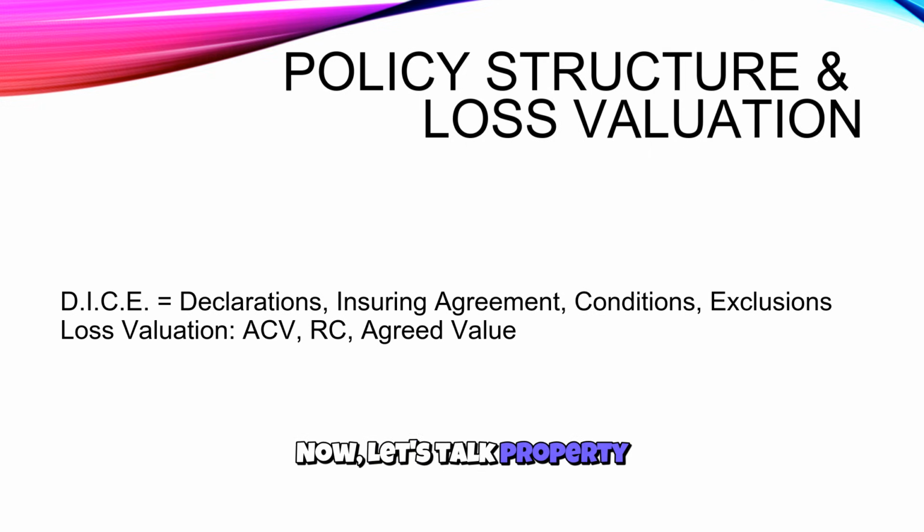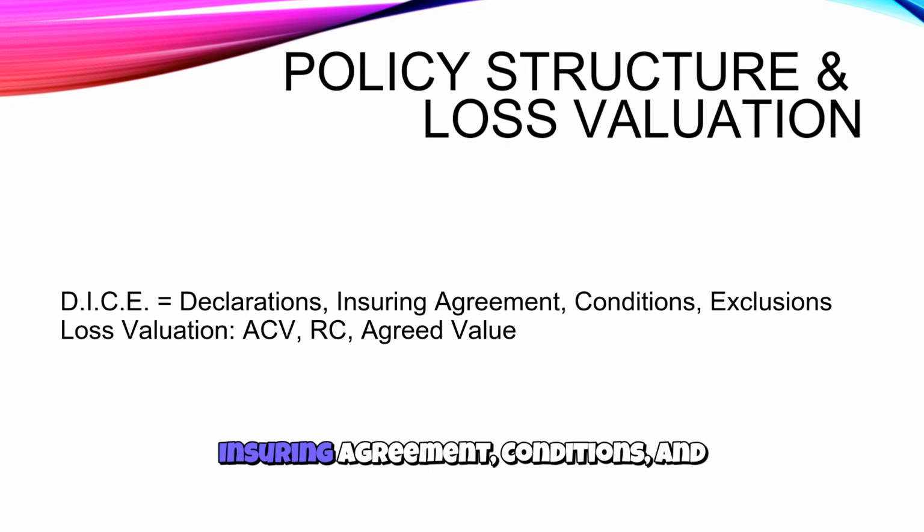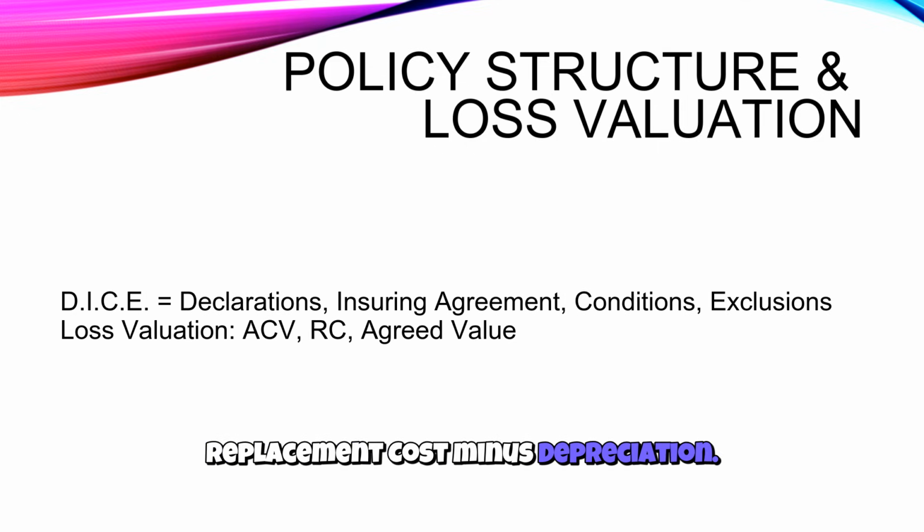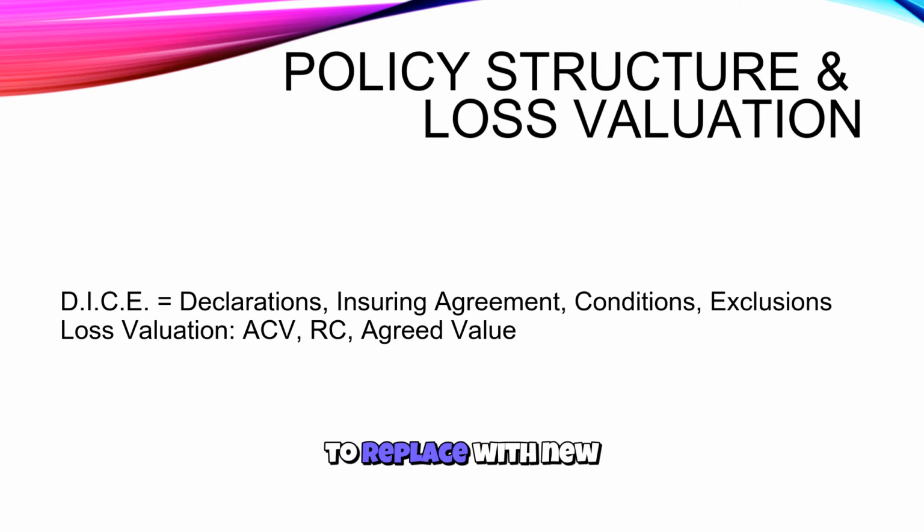Now let's talk property insurance. Remember the acronym DICE for policy structure: declarations, insuring agreement, conditions, and exclusions. When a loss occurs, how do we value it? Actual cash value, ACV: replacement cost minus depreciation. Replacement cost: today's cost to replace with new materials of like kind and quality. Agreed value: a value agreed upon by both parties in advance, often used for fine art.